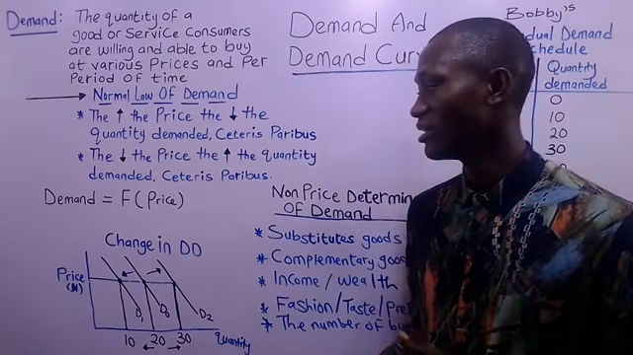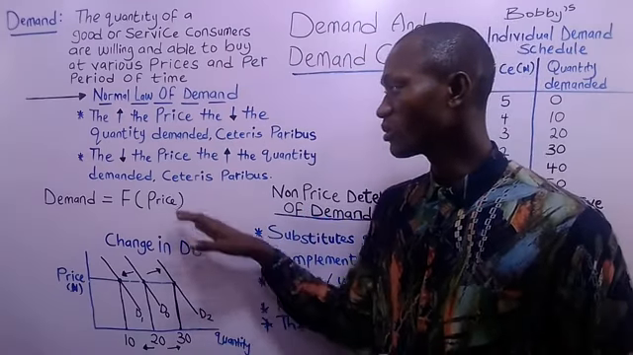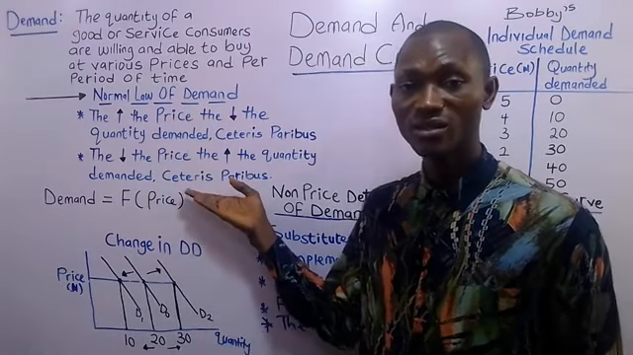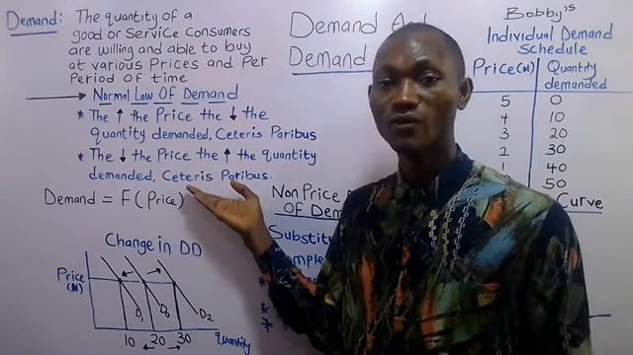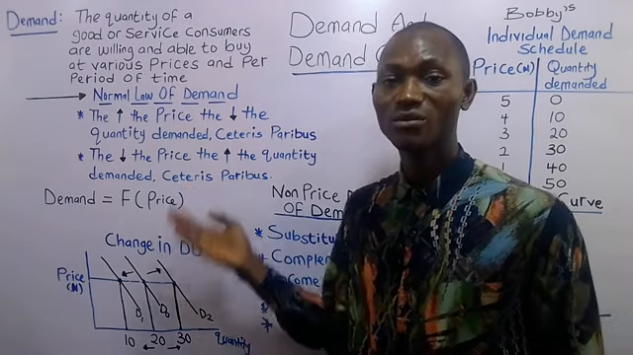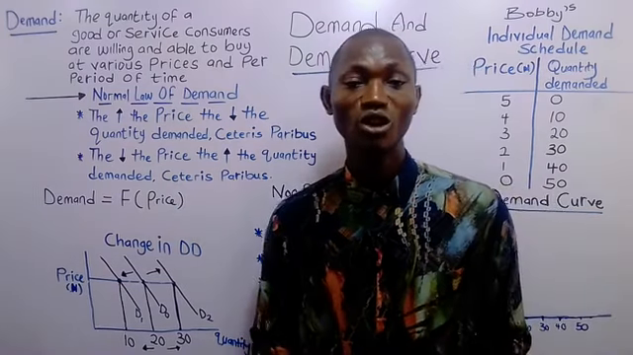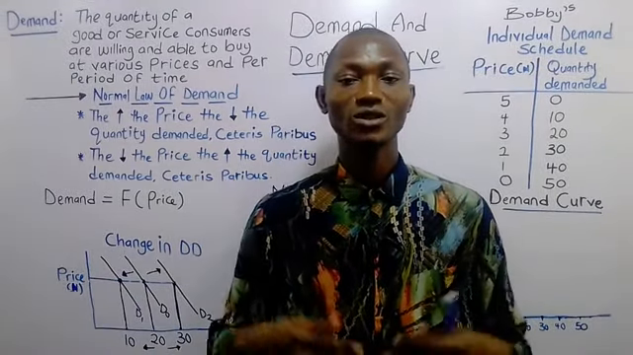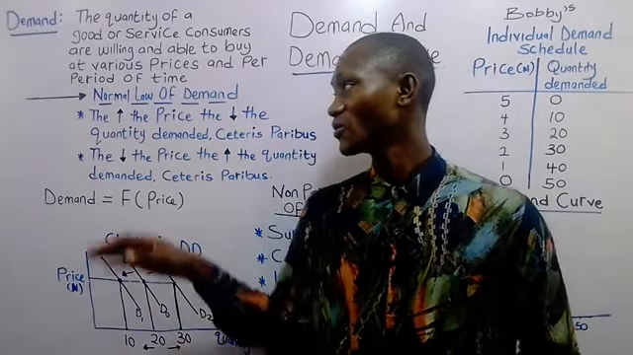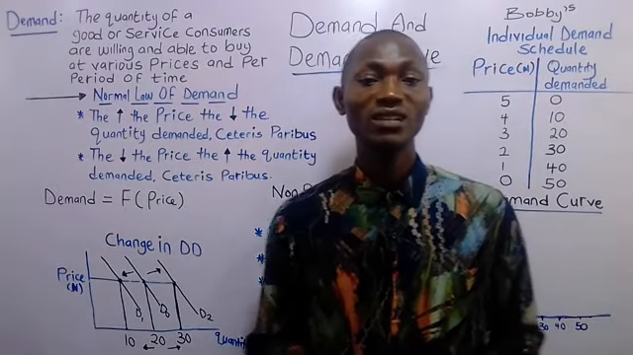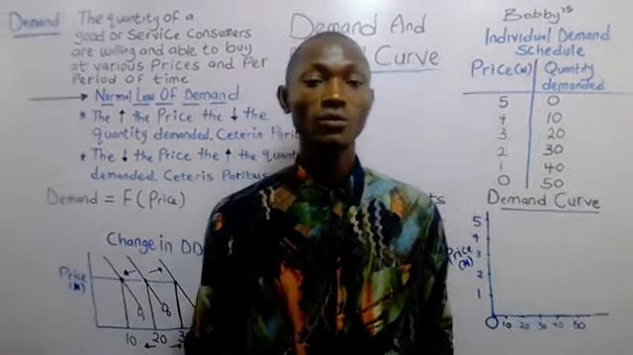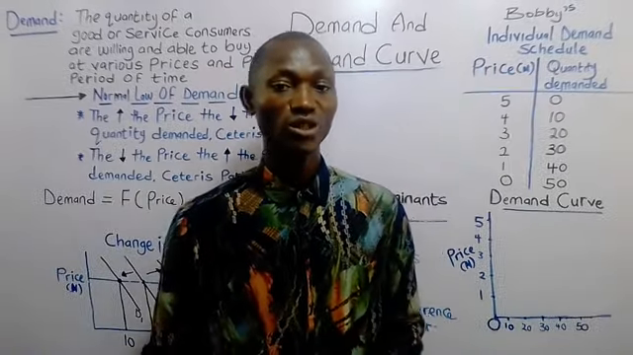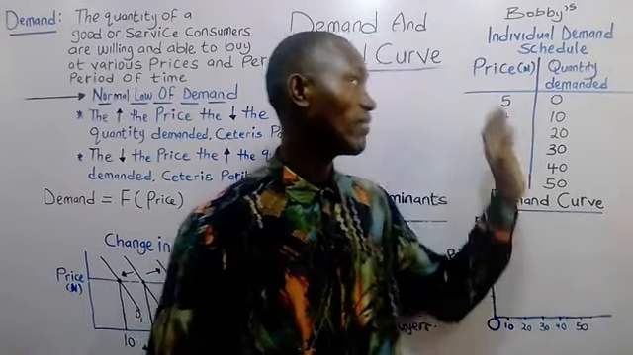So this law of demand, like I said, is the normal law of demand and is premised on the concept of ceteris paribus, which means all things being equal, or all other factors that affect demand are held constant. Now, this normal law of demand is most times helpful and useful in drawing our demand schedule and our demand curve, which we have here.